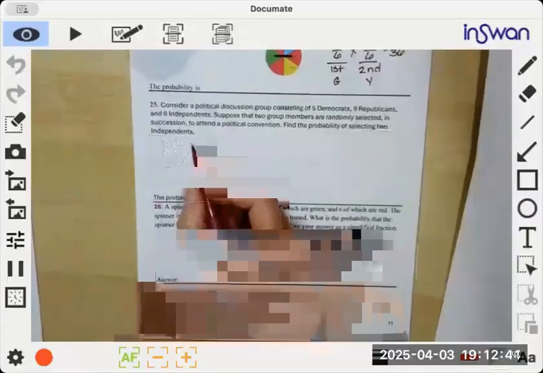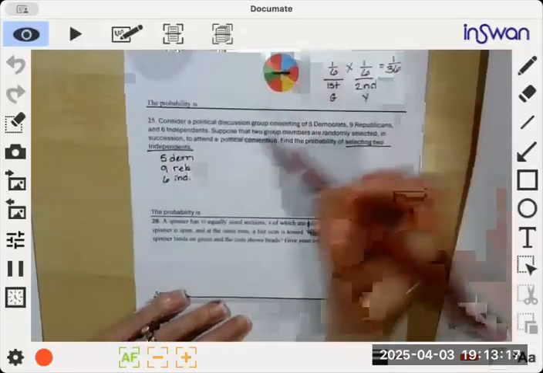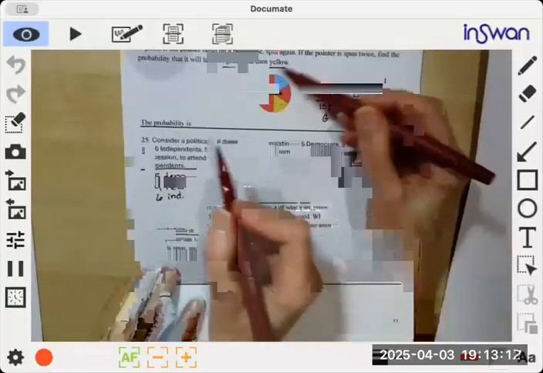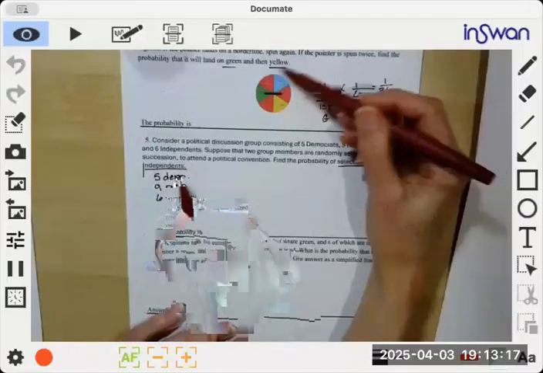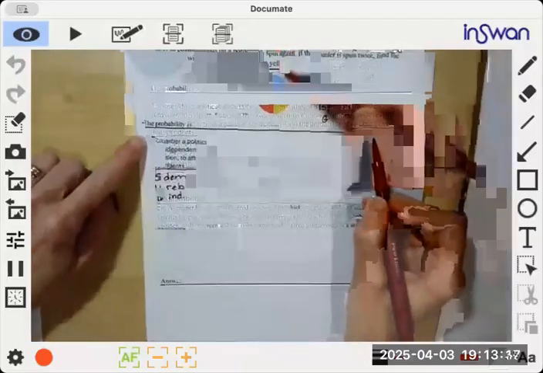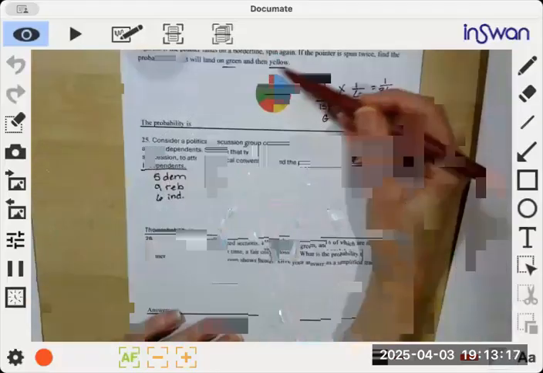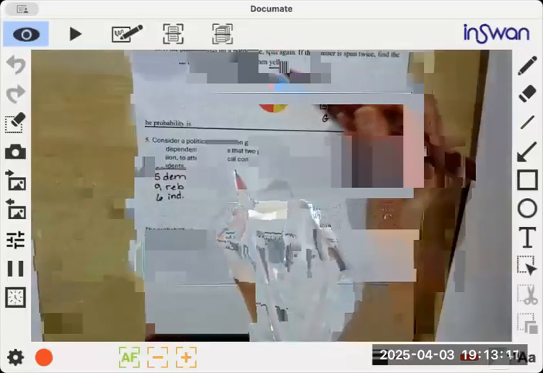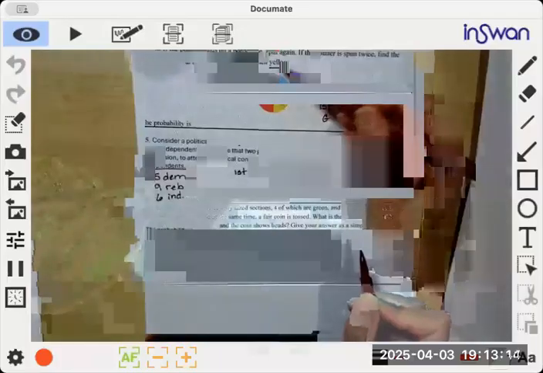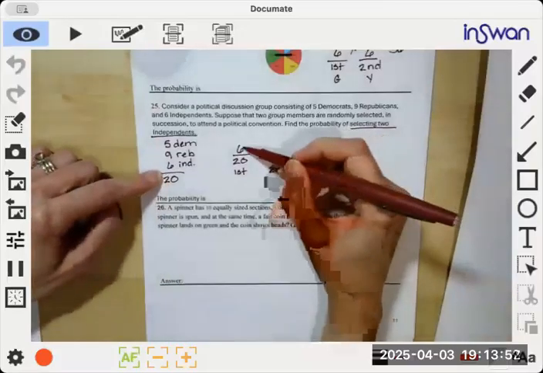All right, so in probability, we need to know the total. Up here, our total was 6 because there were 6 things there. Here, if we add these together, this is 15 plus 5, we have 20 altogether. So we're going to select an independent, and there are 6 independents. So that's a 6 out of 20 chance for our first pick. And then we're going to pick another independent.